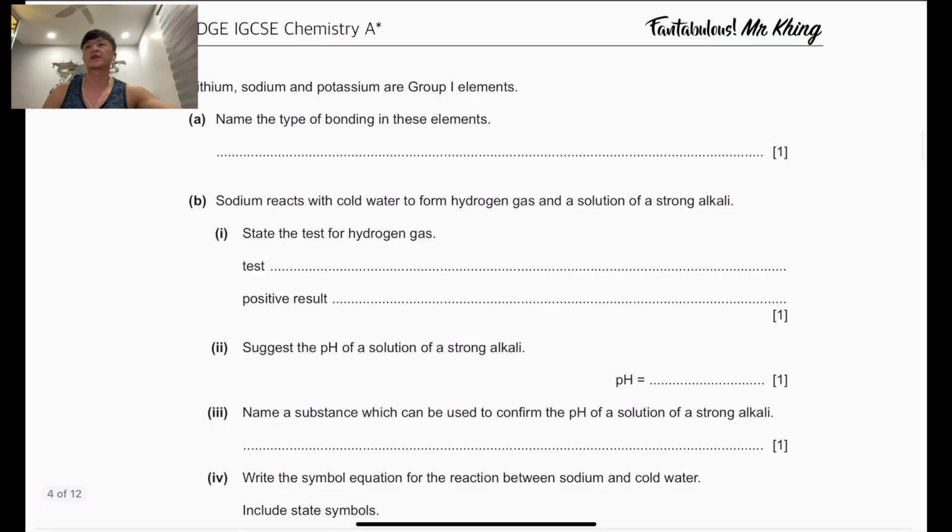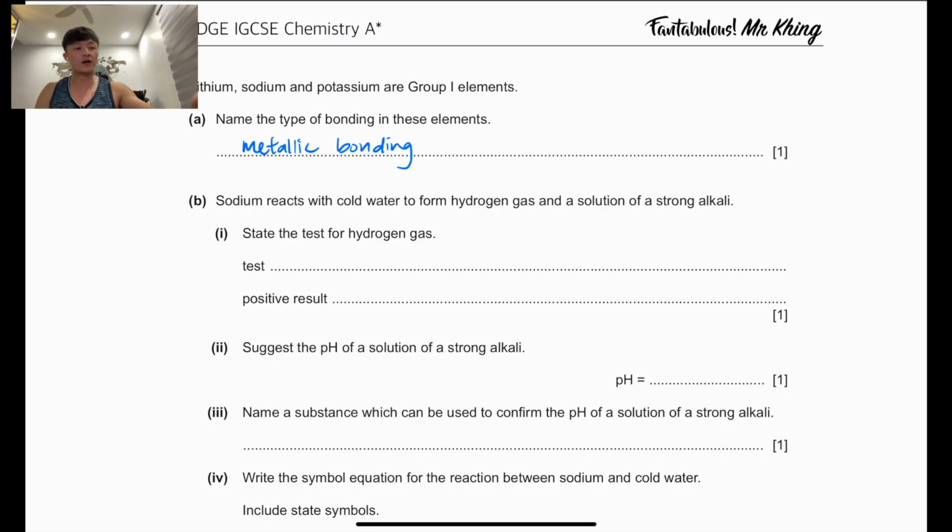Given to you, you see some examples of group 1 elements. So name the type of bonding in these elements. See, they are all metals. Bonding in metals, they are all metallic bonding. And then given to you here, see sodium, it reacts with cold water to form hydrogen gas and a solution of strong alkaline.